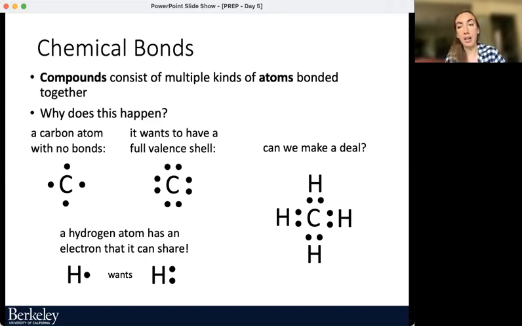So all of the bonding we're going to talk about is never going to involve those noble gases because they don't need to share with anybody. They've got everything they need right there.